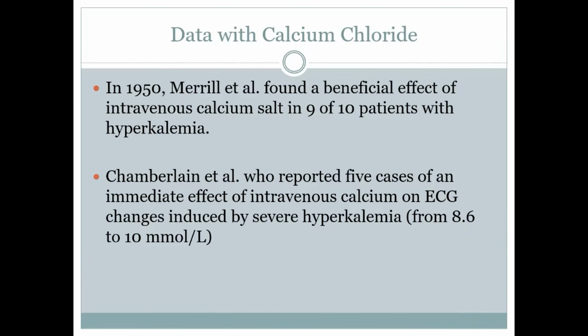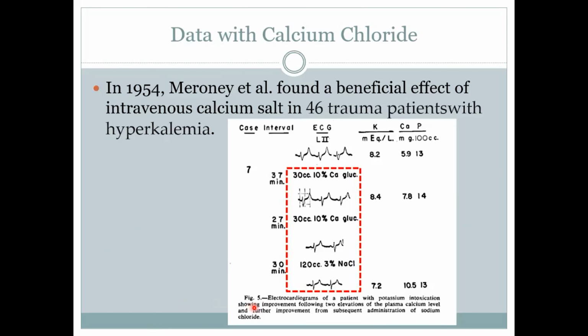There are a few other studies that looked at this, and most of them are case reports. The data is not really strong, but in 1950, American colleagues found a beneficial effect of IV calcium salts in 9 of 10 of their patients. A few years later, Chamberlain and colleagues reported 5 cases of immediate impact of calcium on EKG changes induced by severe hyperkalemia, with ranges anywhere from 8 to 10 millimoles per liter. And in a study in 1954, Maroney and colleagues found a beneficial effect of intravenous calcium salts in 46 trauma patients with hyperkalemia.